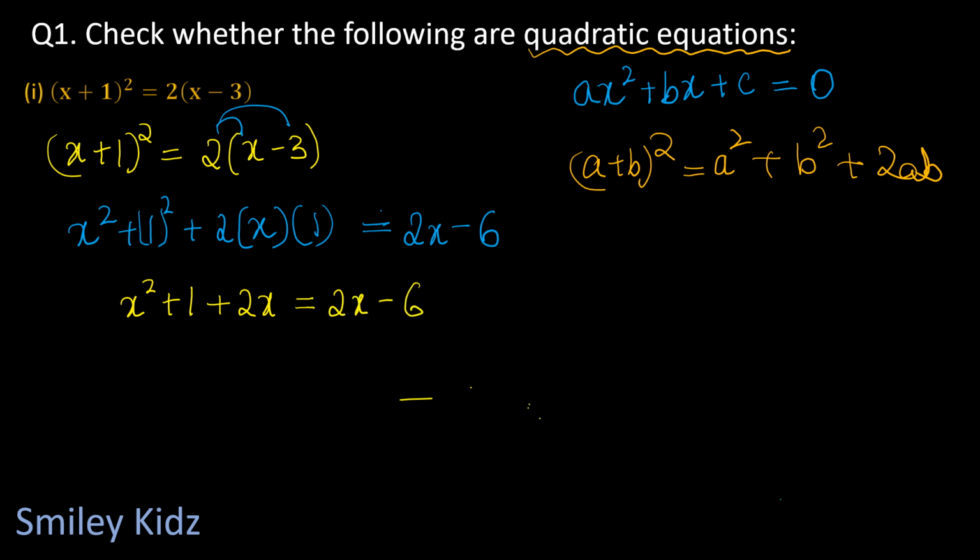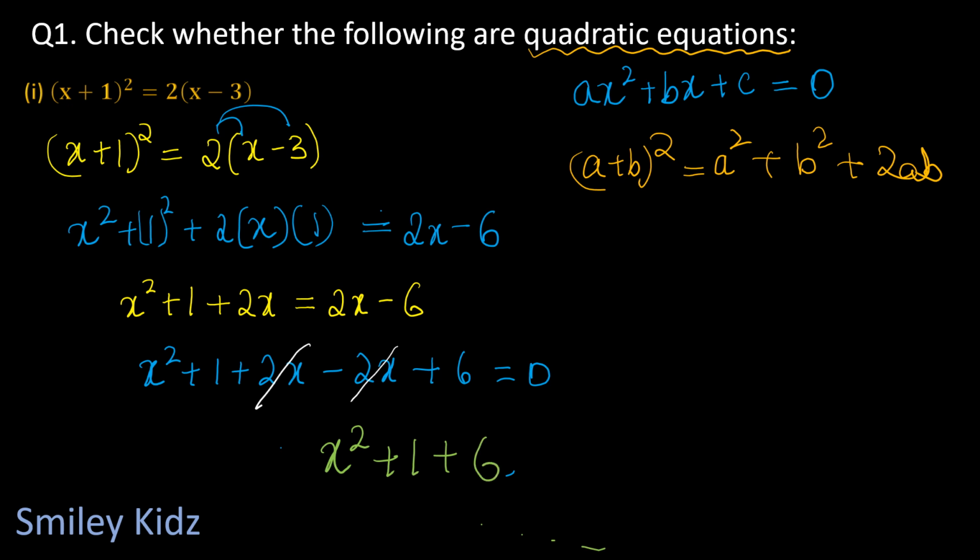Now, I'm going to transpose this 2x minus 6 completely to the other side so that I can equate it to 0. So now I have x squared plus 1 plus 2x minus 2x plus 6 is equal to 0. Here we have plus 2x. When it goes to the other side, it turns out to be minus 2x. Here we have minus 6. When it goes to the other side, it turns out to be plus 6, isn't it? Now, here plus 2x and minus 2x get cancelled. I'm left with x squared plus 1 plus 6 is equal to 0.